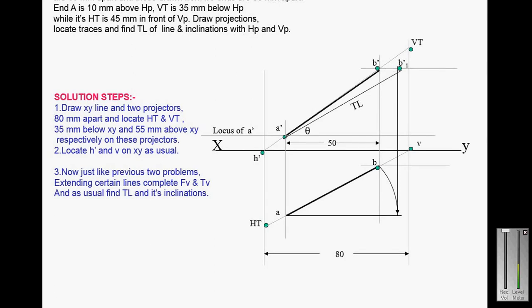Once you get the true length, take that length on the compass and, with A as center, cut the locus below the XY line. This is the true length, and this point is called B1, and this line makes an angle of 5 degree with VP. So this angle is called the true inclination with VP. So this is the true length, and the front view, true length, theta, phi, all things will be displayed in the figure.